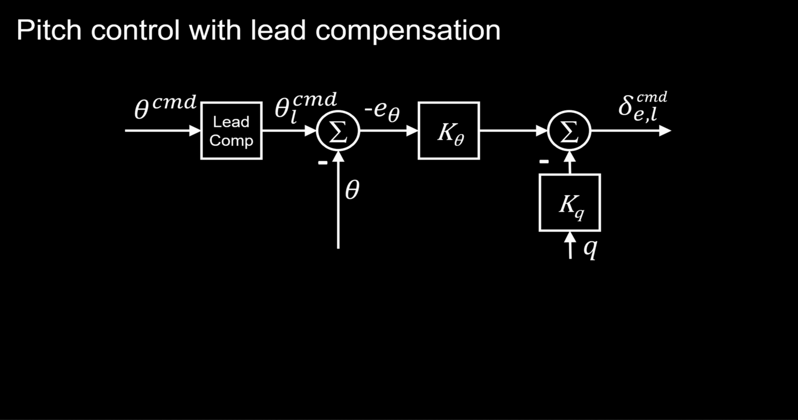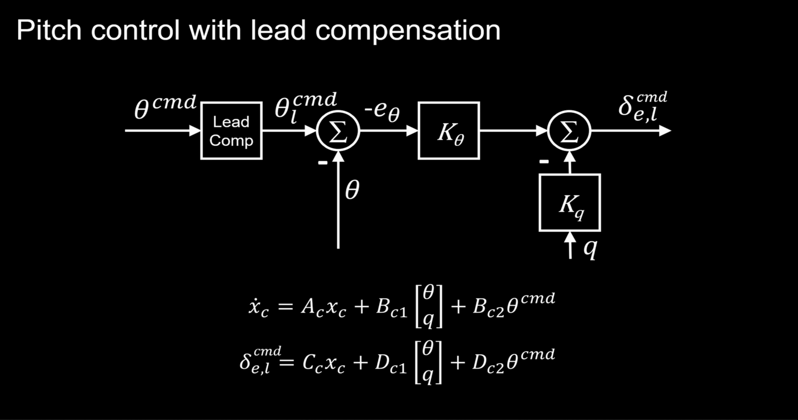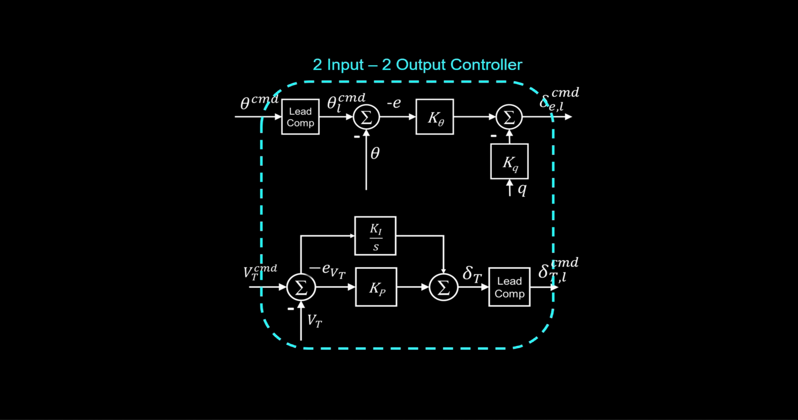Now, the pitch controller has proportional control on pitch angle error with artificial damping. That is, proportional feedback on pitch rate. A lead compensator is also added here with similar structure to the airspeed lead compensator. It's used to improve pitch tracking response and ultimately represent this as a single LTI process, so that both pitch and airspeed lead compensated controllers can be combined into a single 2-input, 2-output controller.